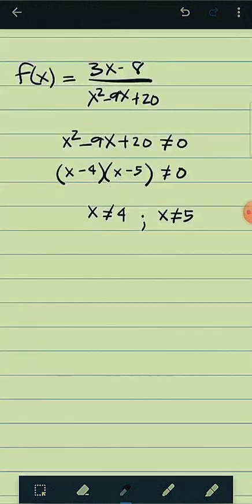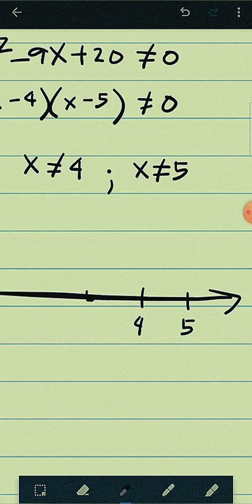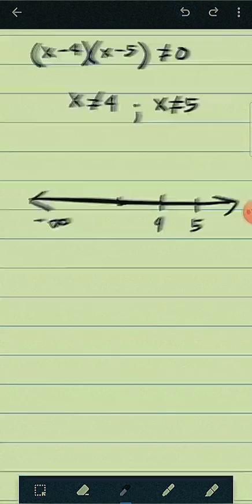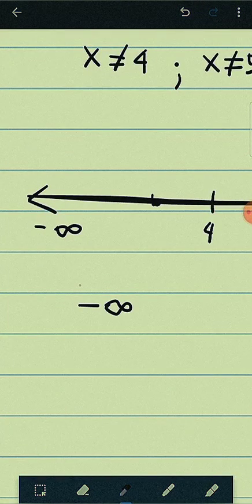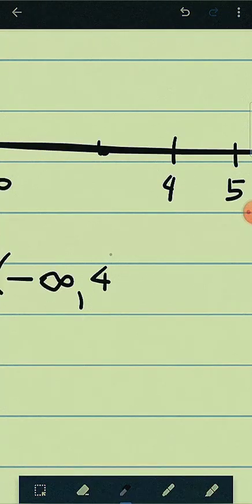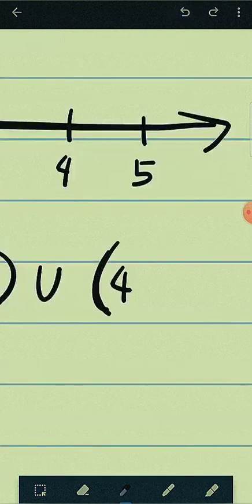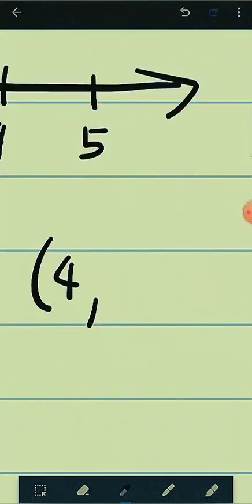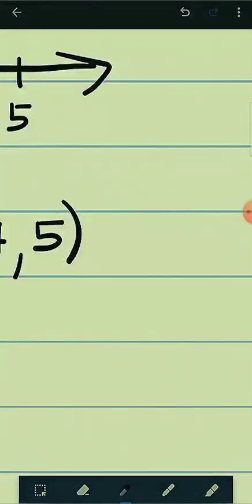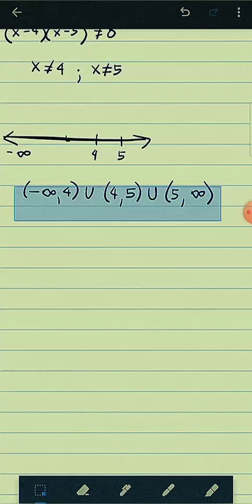Alright? So the domain, therefore, if you draw a number line, so this is 0 here, and then 4, and then 5. So from negative infinity, so negative infinity here, all values except 4, so that's a parenthesis in interval notation, and then 4, so close parenthesis, union of from 4, not including 4, that's why it's a parenthesis, to 5, but not including 5, and then another union of from 5 to infinity. Alright? So this is the domain of this function.